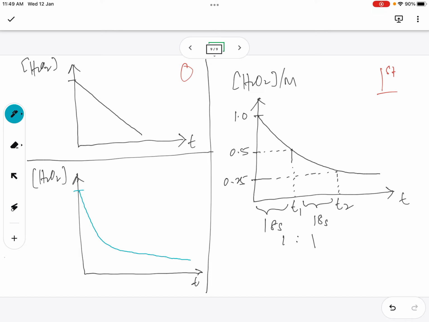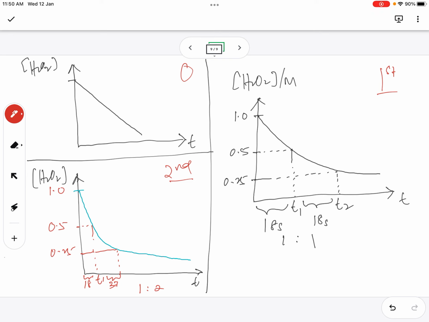Okay, you get a curve like this. Then you do the same thing. Here 1.0, half of that is 0.5, dot dot dot, T1. Half of that, 0.25, dot dot dot, go down. Here 18, here 36 or 37, for example 37 or 38. The ratio is almost 1 to 2. Then it is second order.